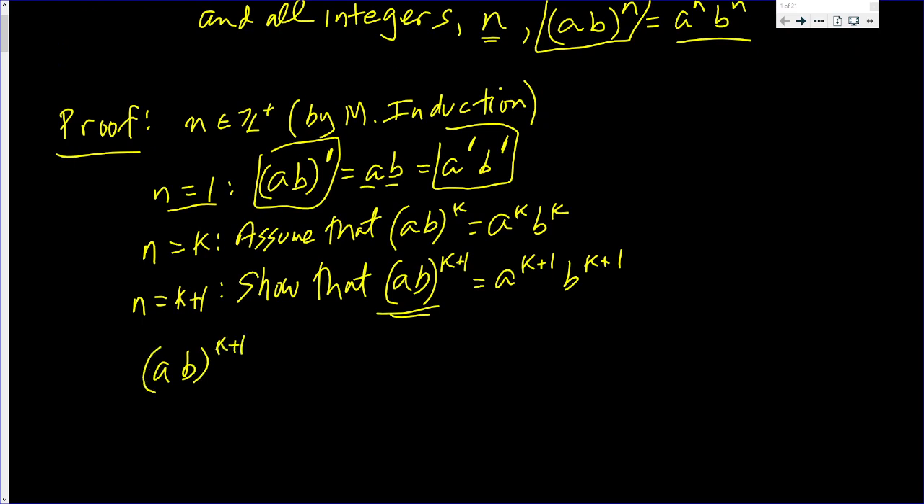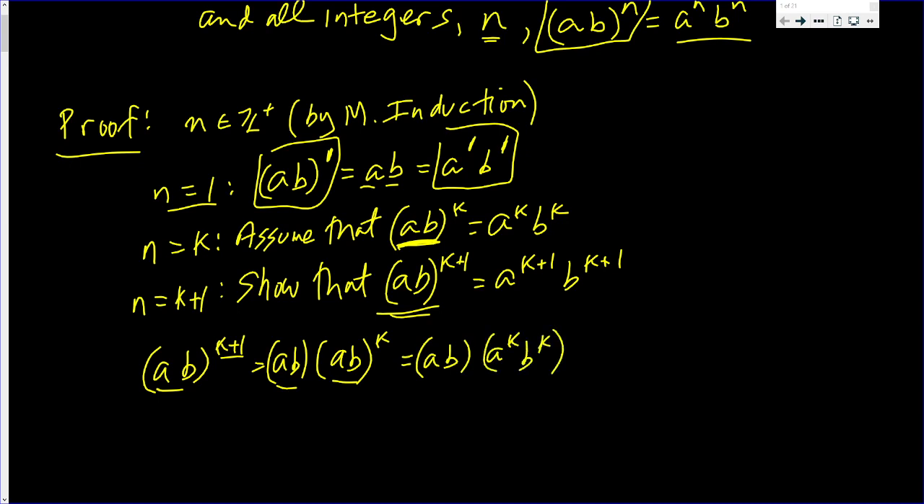Well, I only know something about (AB) to the k. So I have AB being multiplied by itself k plus 1 times. Let's break off one of them. That's AB times (AB) to the k. The first AB stays like it is, and (AB) to the k, well, that's A to the k times B to the k.